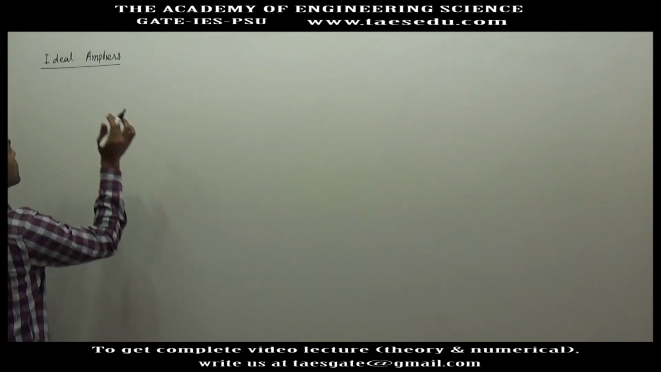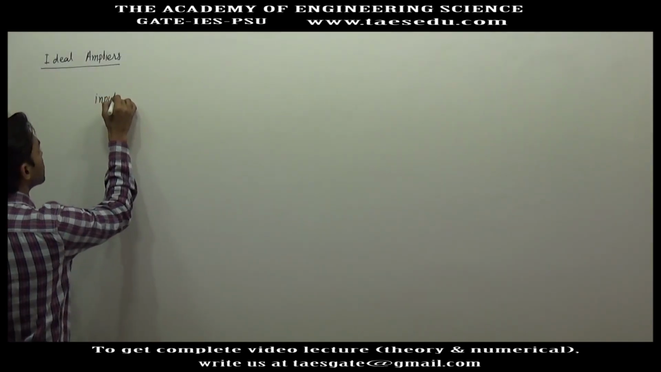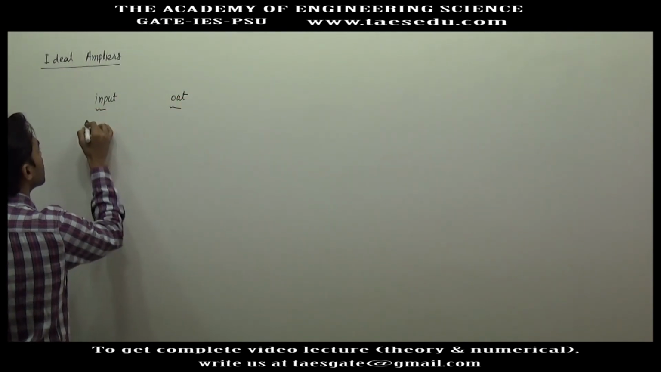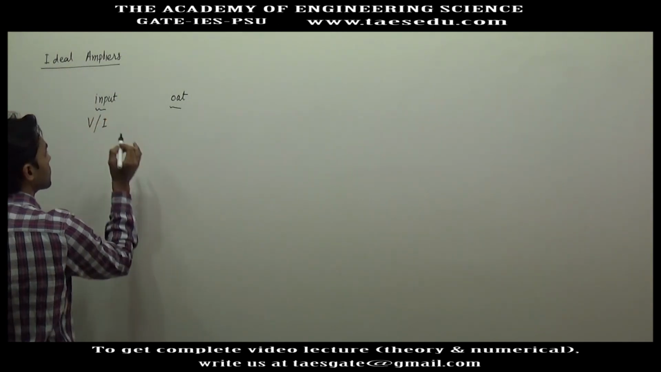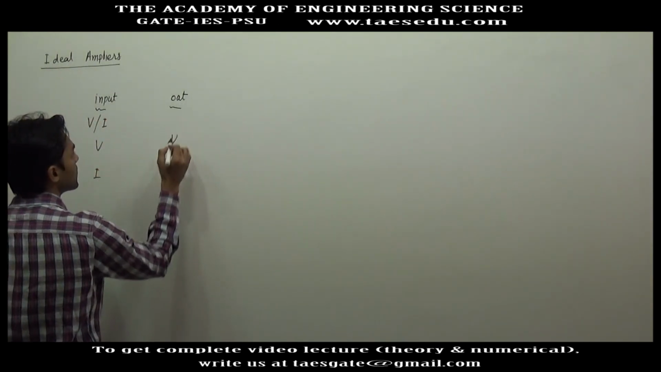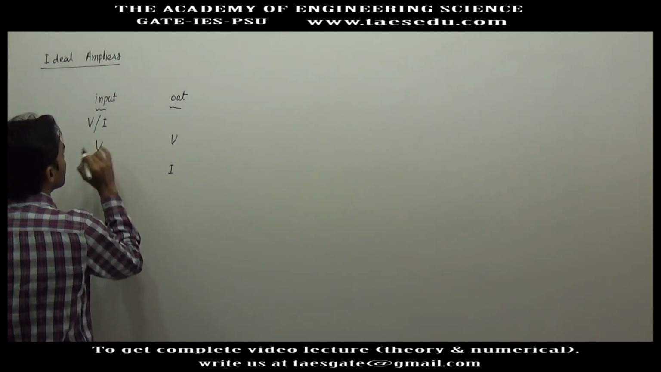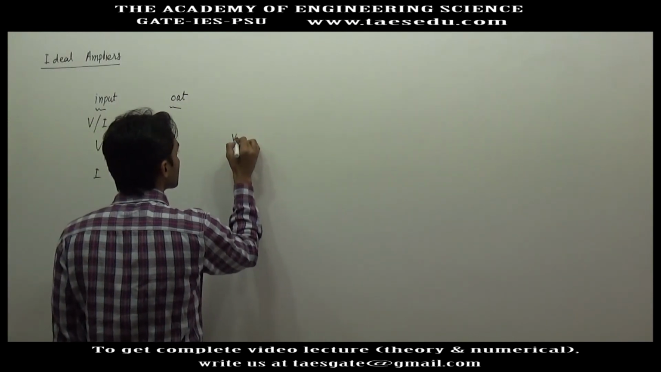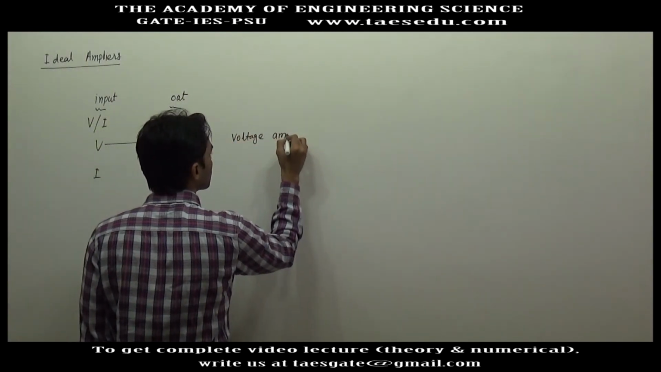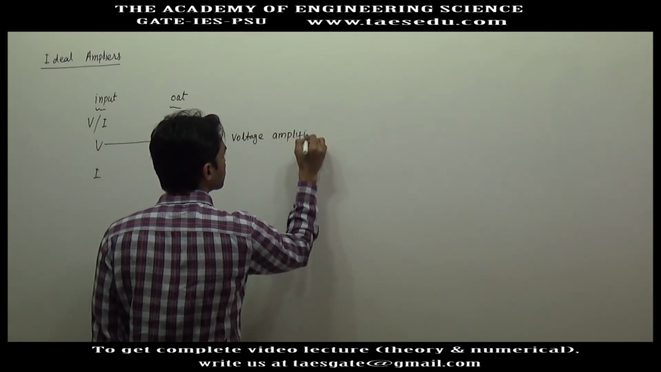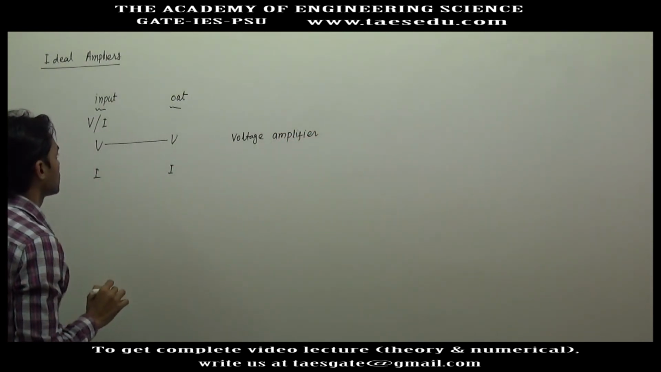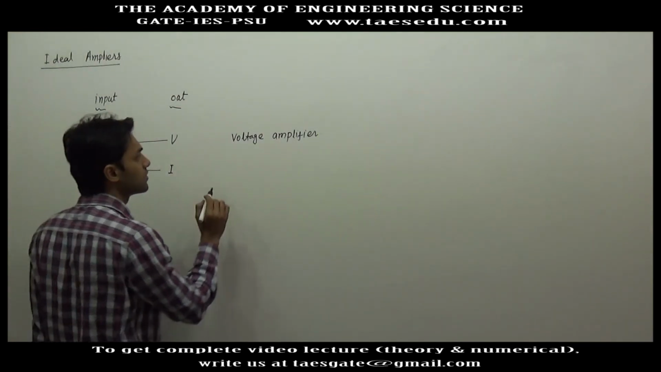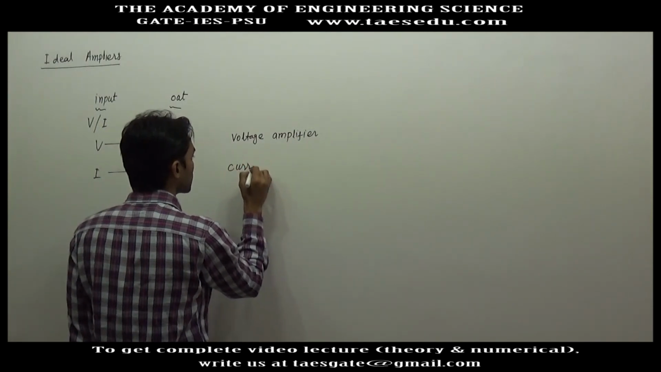In amplifier, we have input and output. For both input and output, we may have voltage or current. If both input and output are voltage, we will say it is a voltage amplifier. If both input and output are current, we'll say it is a current amplifier.